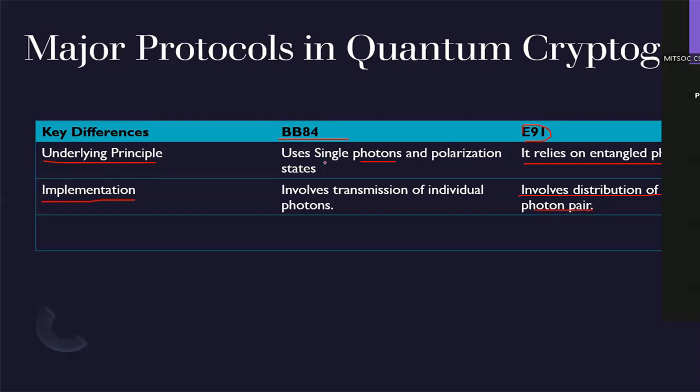Again, we have more detailed differences also, but for now, for the sake of understanding these two algorithms, I think this is enough. So underlying principles: it uses the single photon and polarization states, and it relies on the entangled photon pair. And in the implementation, it involves the transmission of individual photons, and it involves the entangled photon pairs.